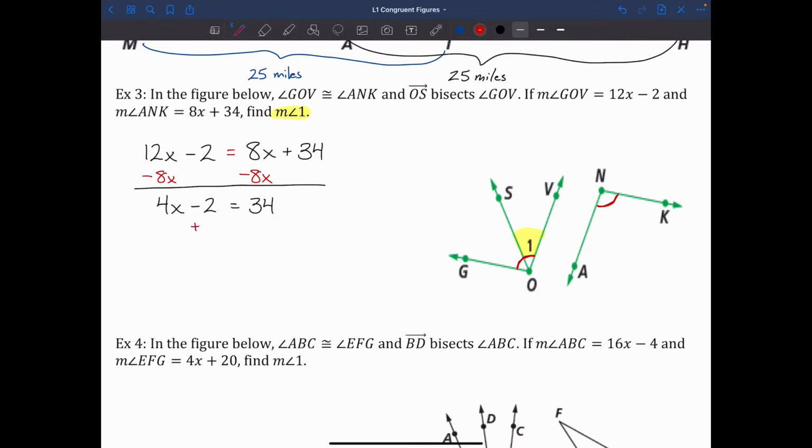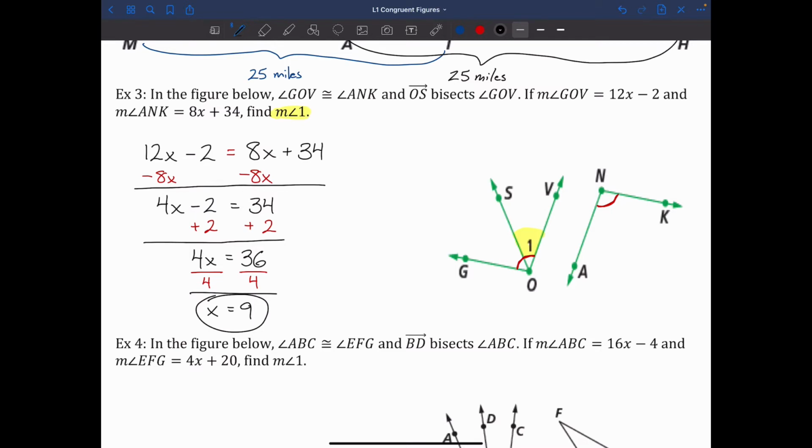After that, I need to move that 2 away from the x, so I'm going to add 2 to both sides. We get that 4x is equal to 36. Last but not least, to figure out what x is, I need to get rid of that 4, so I'm going to divide by 4 on each side. So x is going to equal 9. All right, cool. So x is equal to 9.